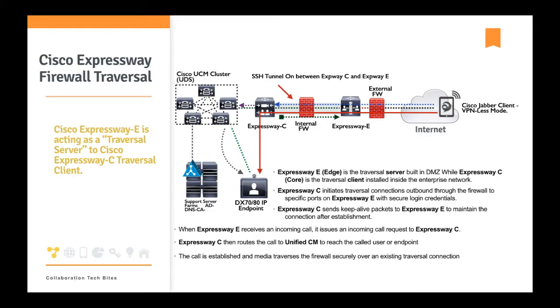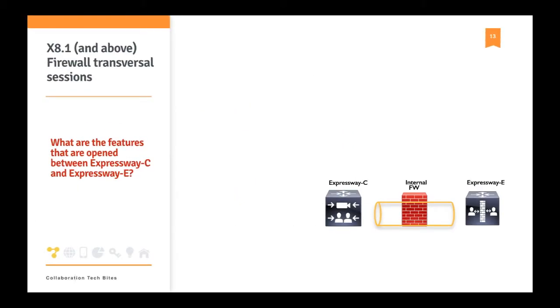That means media is tromboning, or happening, through Expressway C all the way through the mobile and remote access service. So Expressway C is always in the call flow and call media for the duration of the call. The media is anchored on Expressway C, as we show here.